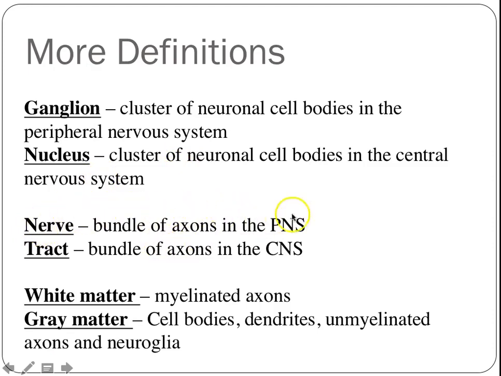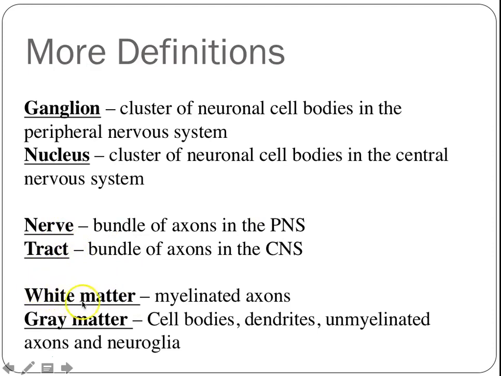A bundle of axons in the peripheral nervous system, we call those nerves. When we're in the central nervous system, we call them tracts. And so again, the name changes, and they're not interchangeable. You do not have a nerve in your spinal cord. You do not have a nerve in your brain. You have tracts. You do not have tracts in your peripheral nervous system. You have nerves. Okay.